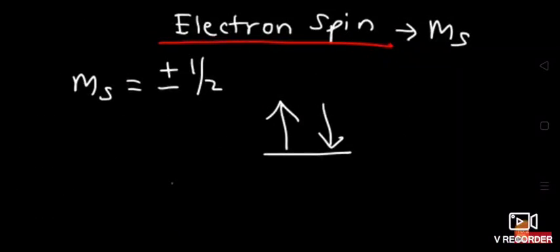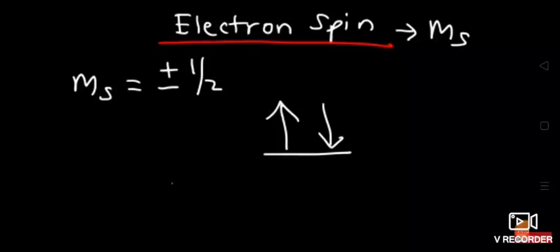Next one is spin. Actually each and every orbital contains how many electrons? 2 electrons. What happens to the electrons? They always have angular momentum, a spinning-like motion. The spinning-like motion gives rise to the internal angular momentum. So the electron will be in spinning momentum.